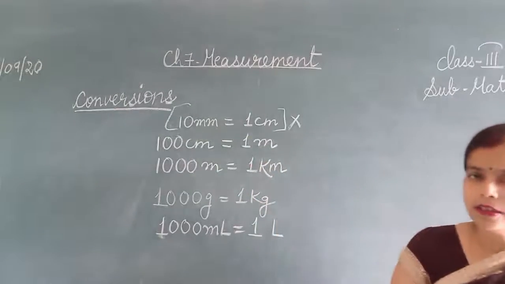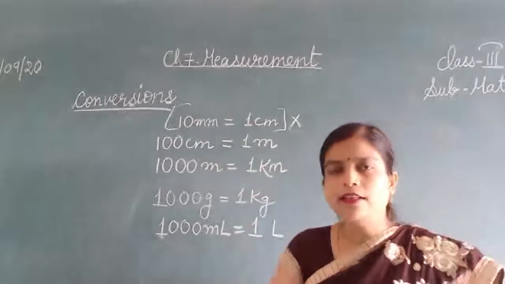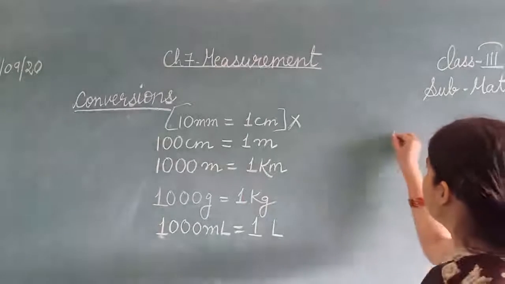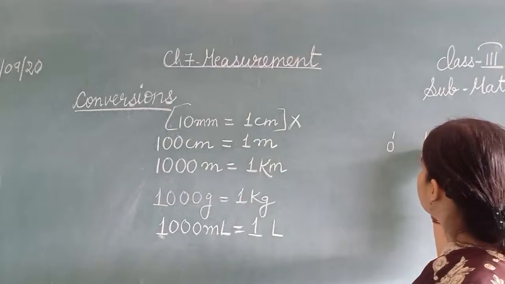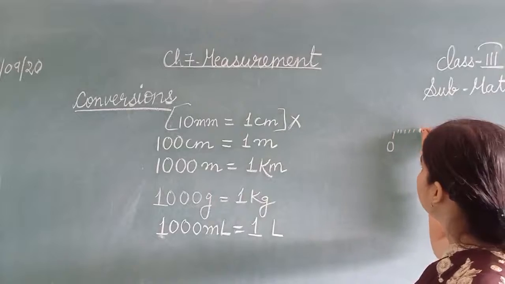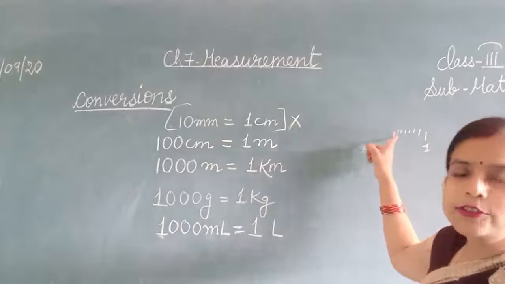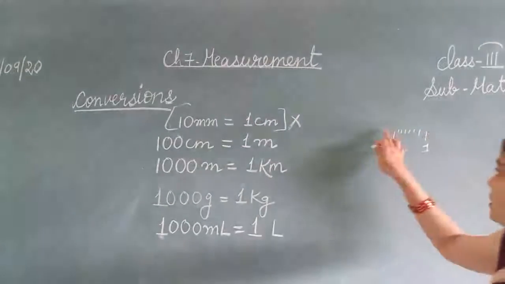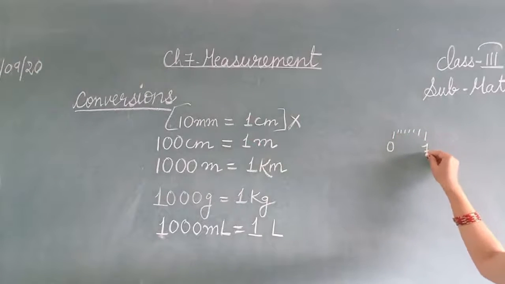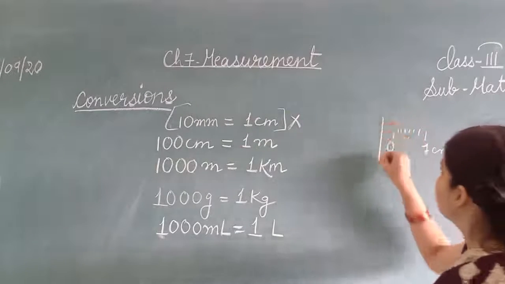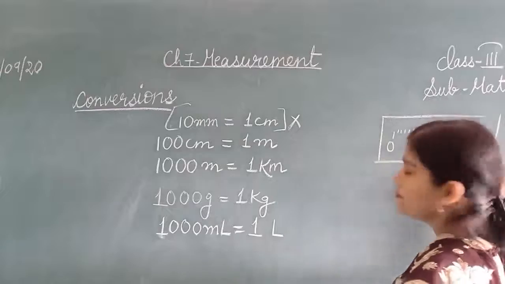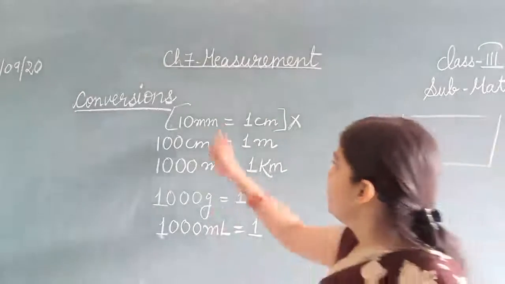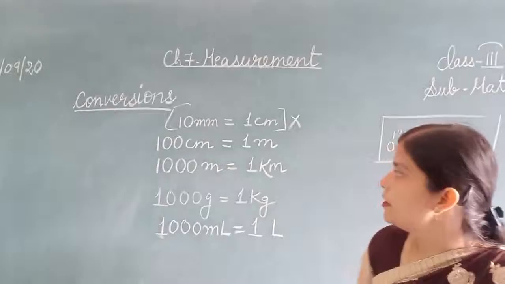You have seen it in the ruler also, in the scale. Here there is written 0, and then here it is 1 centimeter, and between them there are 10 equal divisions. So 1 division is equal to 1 millimeter, and 10 divisions will be equal to 1 centimeter. This is your scale. So 10 millimeter is equal to 1 centimeter.